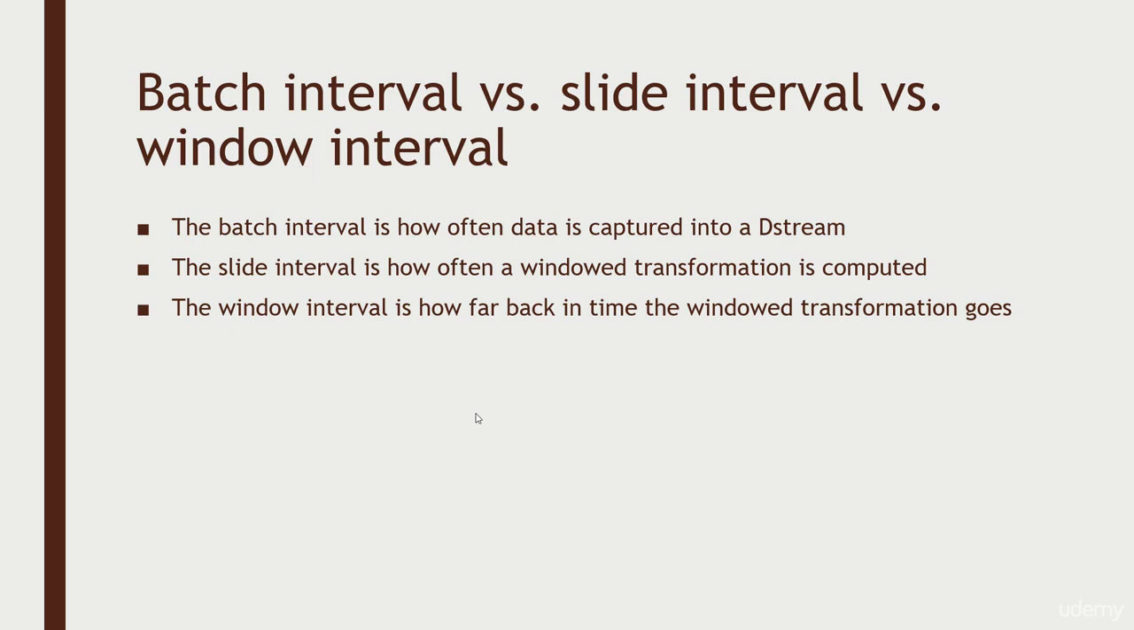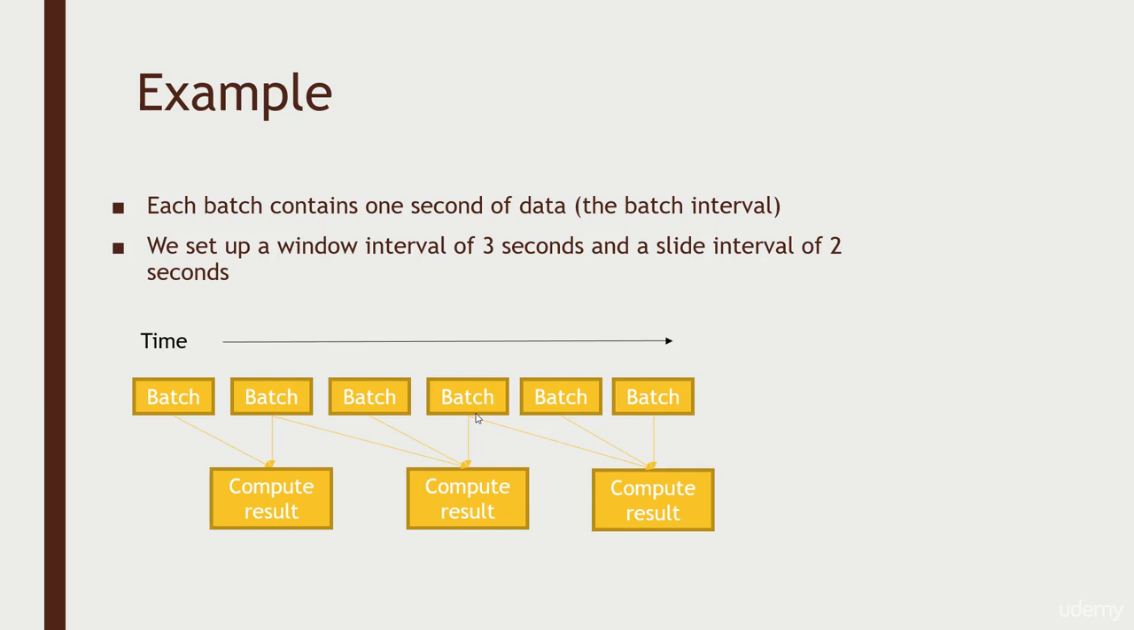So if I wanted to compute the best sellers over the past hour every half hour, the batch interval might be something like 1 second, but the slide interval would be half an hour, and then the window interval would be the 1 hour time that I go back in to analyze the data. Okay? Makes sense? So batch interval is how often I'm sampling the data and processing it. Slide interval is how often I'm computing my window transformation, and the window interval is how far back in time I go to compute that windowed transformation.